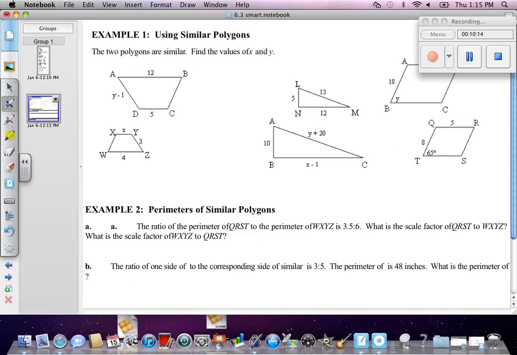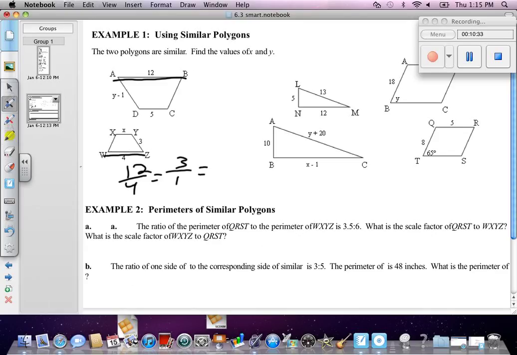So right here I've got AB is 12. Is there anything on the other trapezoid? The corresponding side is 4. So 12 over 4 reduces to what? 3. 3 over 1.